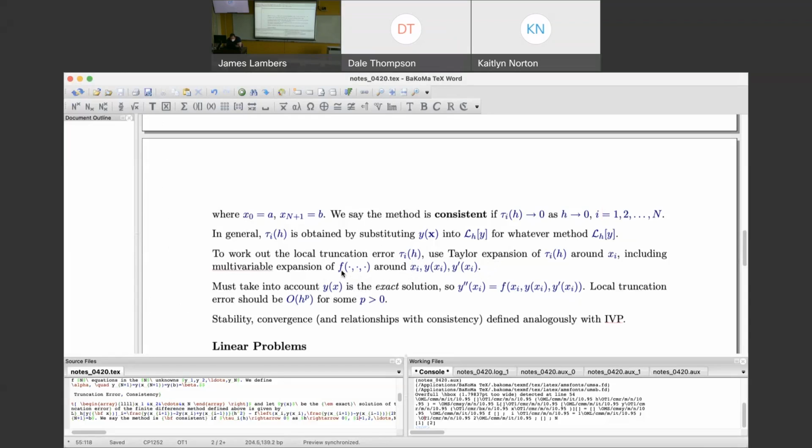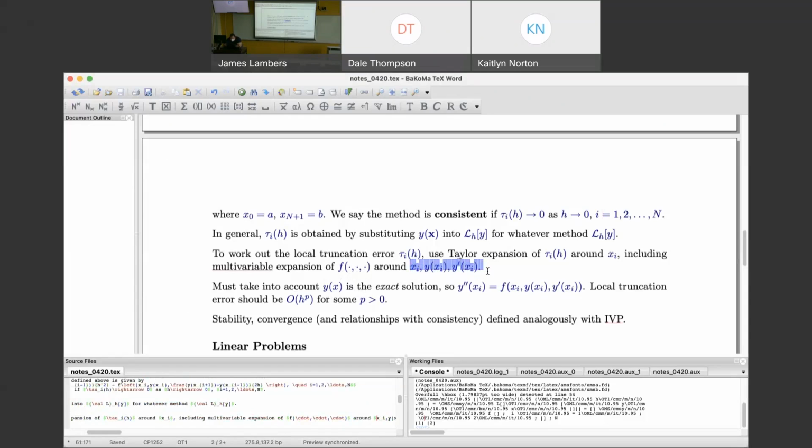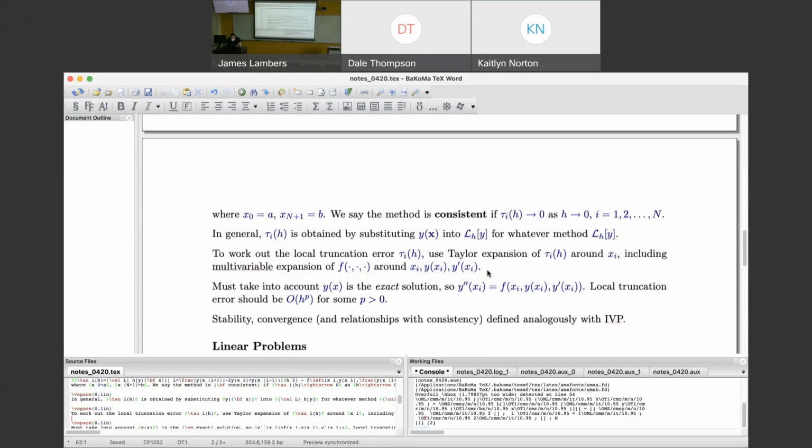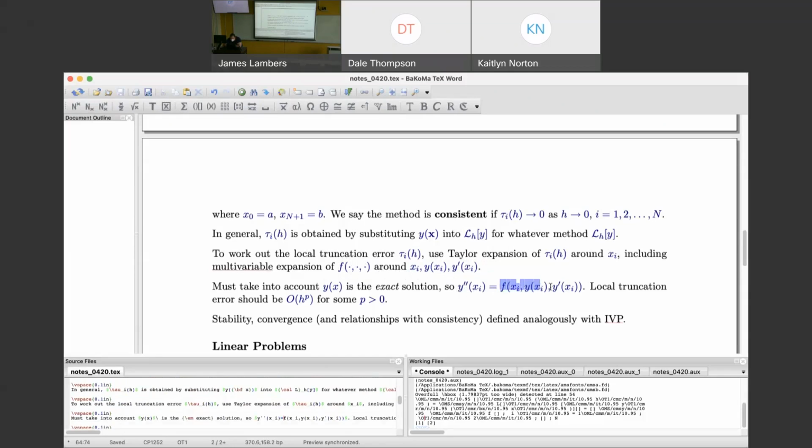Now, since f is a function of three variables, x, y, and y prime, we would need to perform multivariable Taylor expansion around this center. So we're going to end up with partial derivatives of f with respect to x, y, and y prime in that Taylor expansion. We'll need to perform a Taylor expansion wherever y double prime pops up, because y is the exact solution, we know it's equal to this, so that needs to be taken into account.